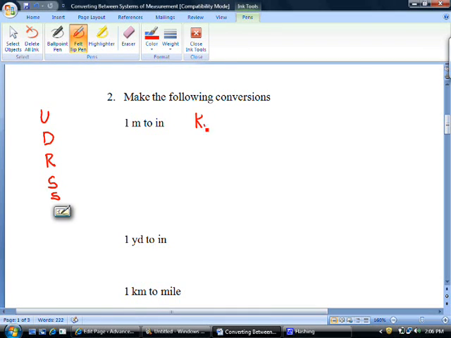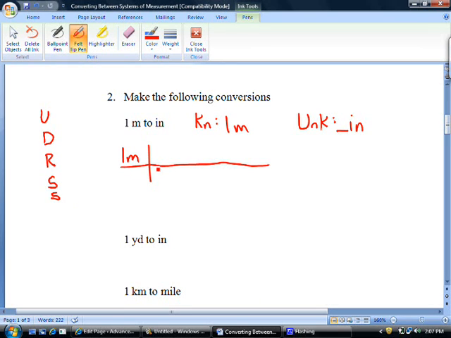In this case, the data, the thing you know, and the thing you are looking for are, we have 1 meter, and we want to convert that to inches. How many inches are in 1 meter? So I'm going to start something like this. 1 meter is what I'm starting with. And I'm going to make that meter factor out, so I want it downstairs here and upstairs in the numerator.